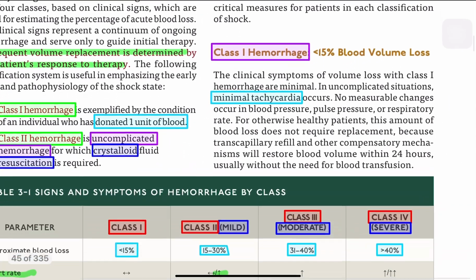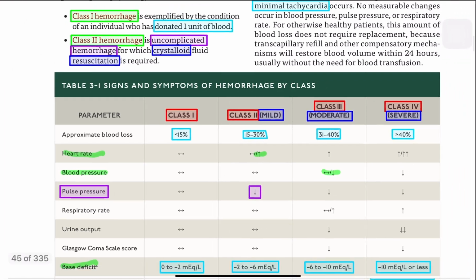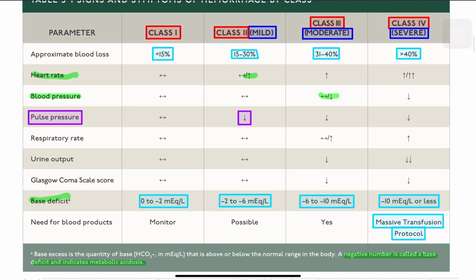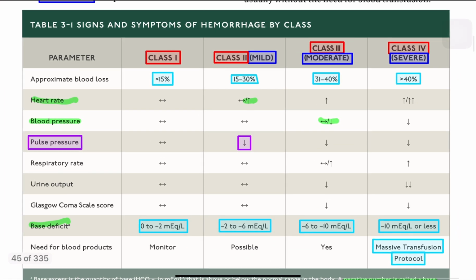So we have a table. Let's see the table first. There are 4 classes of shock. Class 1 is less than 15% of blood loss, class 2 is mild, class 3 is moderate, and class 4 is severe. So class 1 is less than 15, class 2 is 15 to 30, class 3 is 31 to 40, and class 4 is over 40. So 4 is 40 and 3 is 30. You remember it like that.